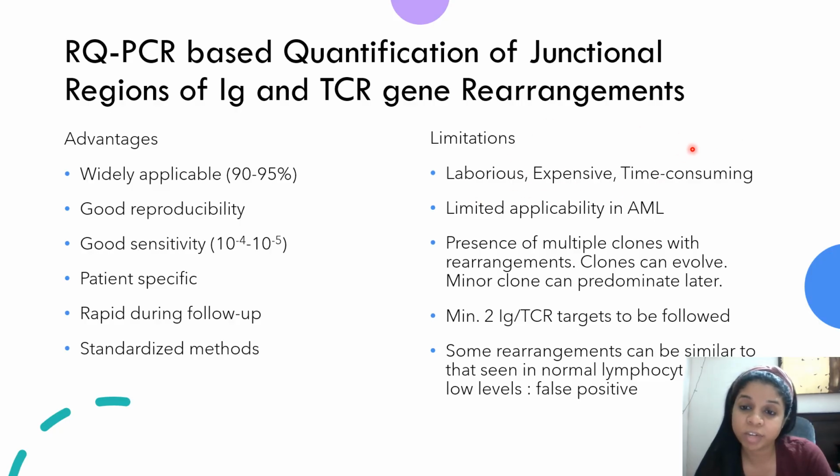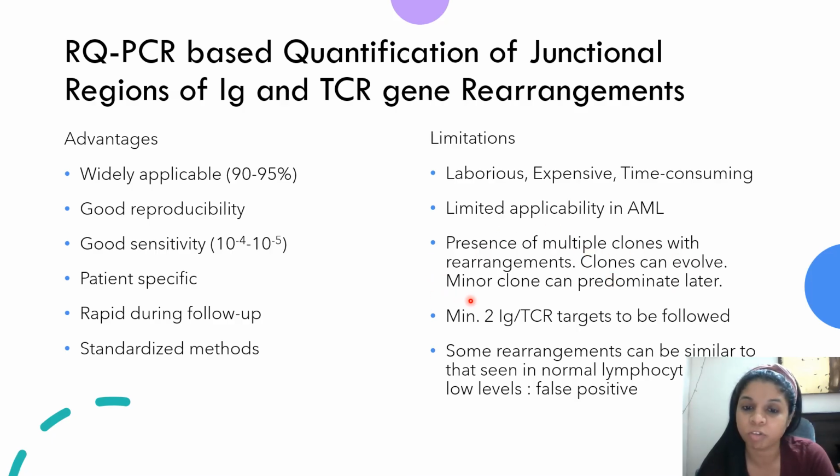But once you have detected the gene rearrangements and VDJ recombinations, then the follow-up is rapid. Okay, then these tests are standardized by certain authorities. The other tests are not really standardized; methods were not present, but for this test it is present. And then there is a limitation: the presence of multiple clones with rearrangements.